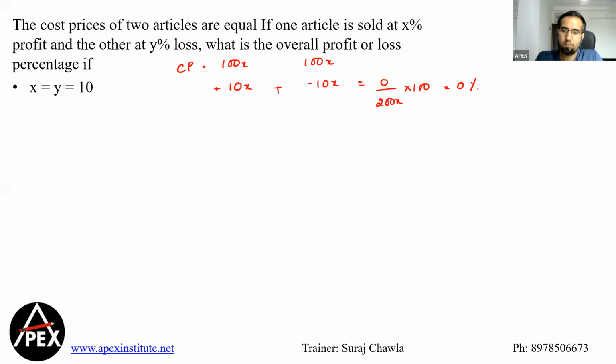Clear? They are given, no? X is equal to Y is equal to 10%.